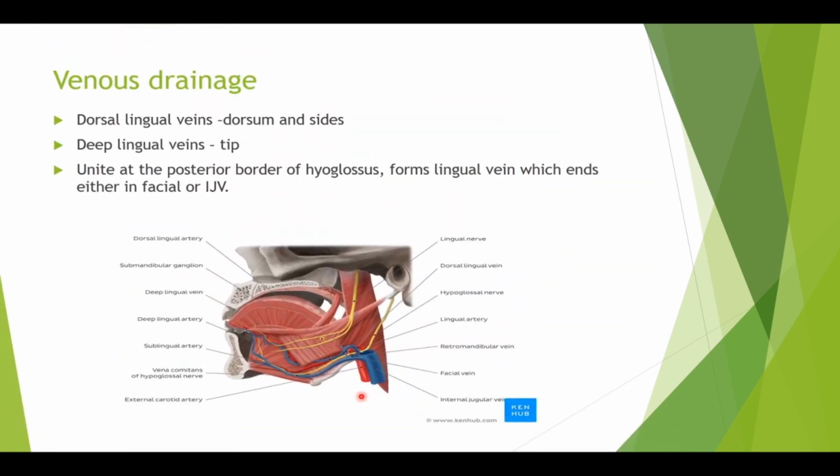Now, the venous drainage is basically again by the lingual veins. Dorsal lingual veins are at the dorsum and at the margins of the tongue. Whereas the deep lingual veins are again similar to the artery and they drain the tip of the tongue. They both unite at the posterior border of hyoglossus muscle. Hyoglossus, as we have already talked about, forms the lingual vein which ends either in the facial or internal jugular vein.